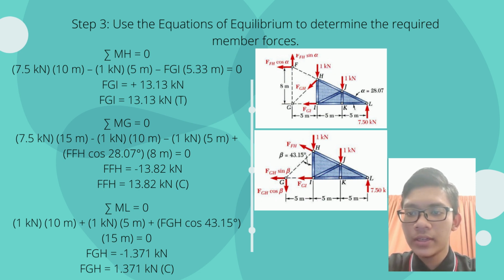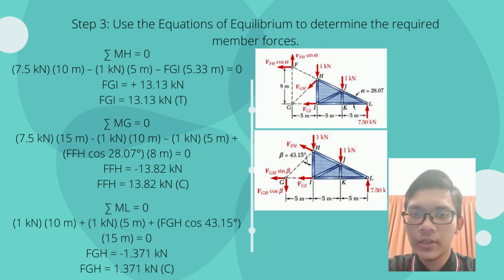Lastly, to get GH, we have to use moment at L equal to 0, equal to 1 kilonewton times 10 meters plus 1 kilonewton times 5 meters plus FGH cos 43.15 degrees times 15 meters. And lastly, we get FGH equal to 1.371 kilonewton in compression.